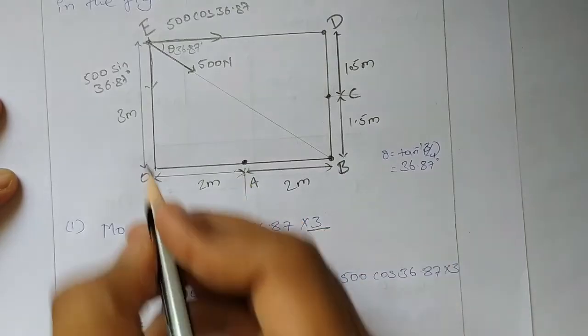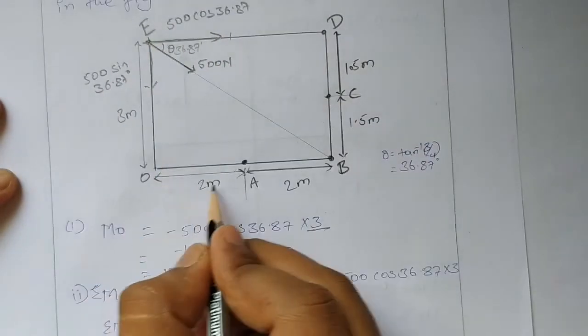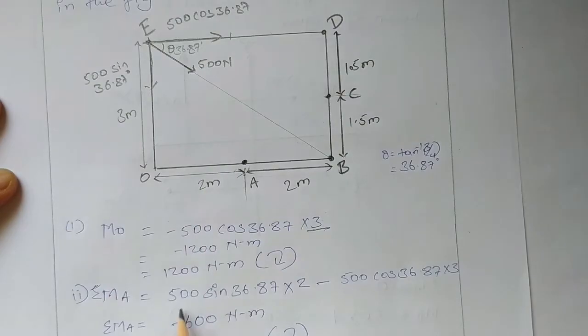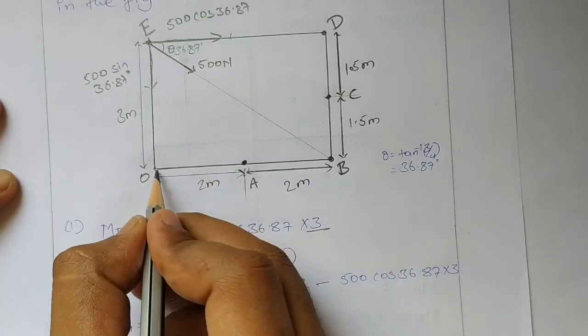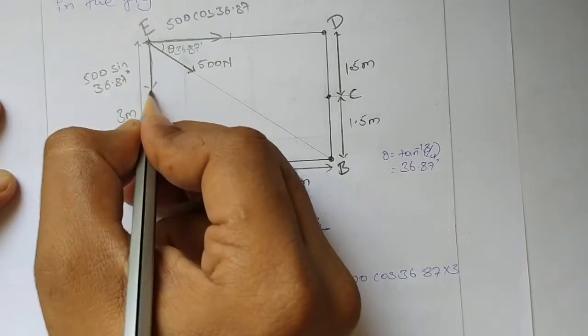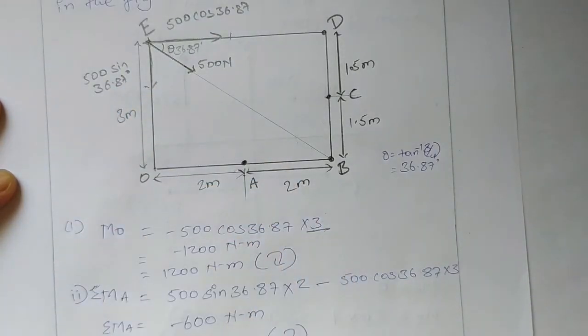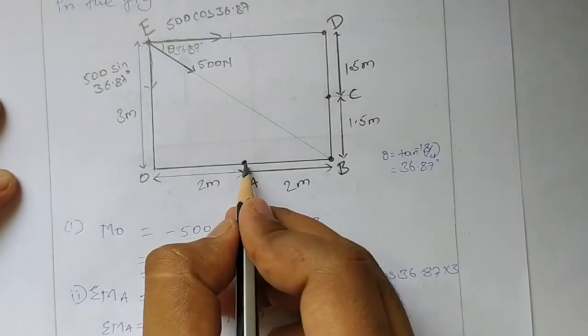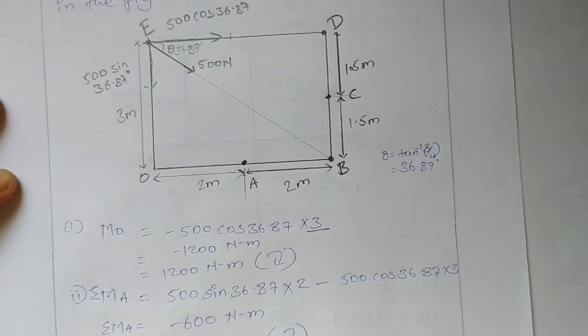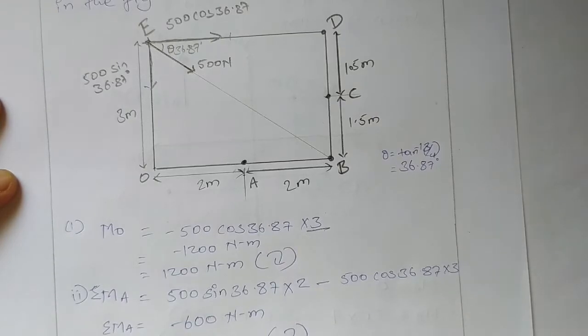Again the moment arm is this distance. This distance is 2 meters, as given here. So it can be written as 500 sin 36.87 into 2 meters, which is the perpendicular distance to this line of action of force. We can add these two moments to get the resultant moment about this point A. So the summation of moments about point A is 600 Newton meter, which is in a negative direction. That means it is a clockwise moment.